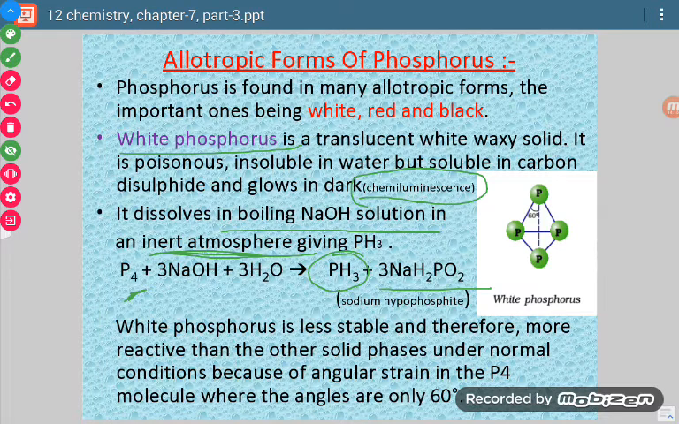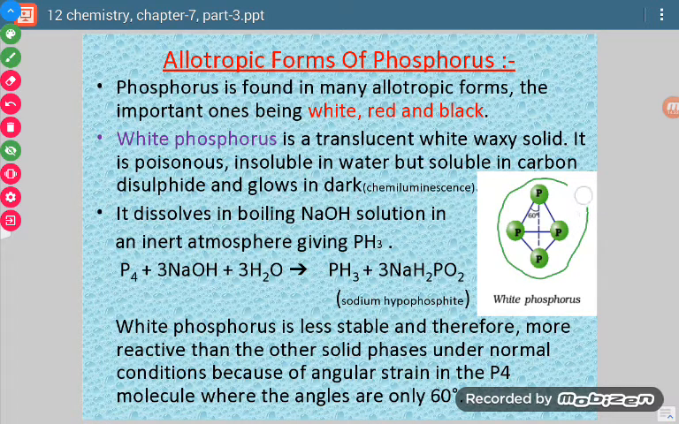NaH2PO2 is called sodium hypophosphite. Now as far as its structure is concerned, the four atoms of phosphorus are arranged at the four corners of a regular tetrahedron. There is a bond angle of 60 degrees between the P atoms.